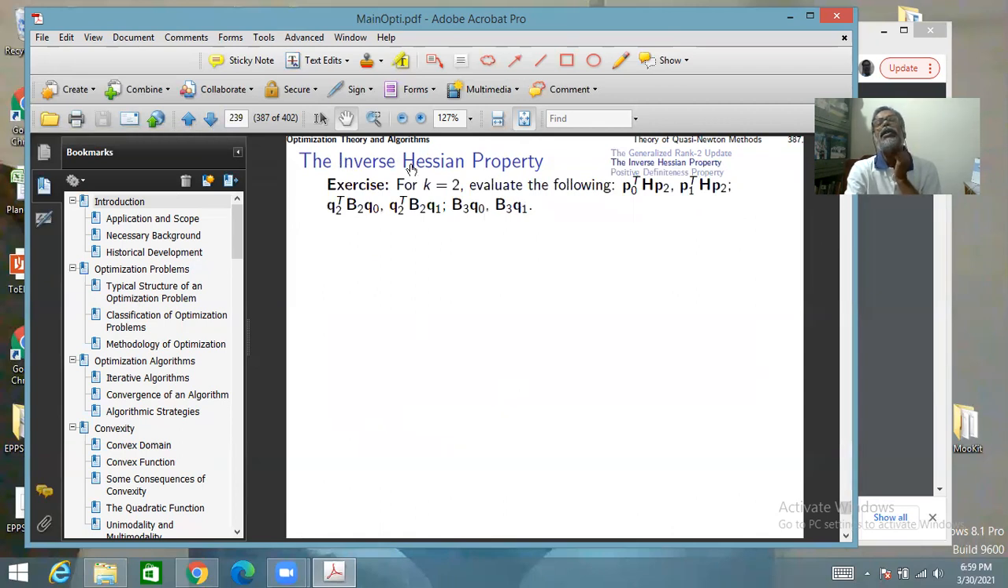So for k equal to 2, these 6 things you evaluate and check. This is the first conjugacy property. These two should be 0. This is the second conjugacy property. These two should be 0. And this is the third conjugacy property. This should be P0. This should be P1. Okay. So check these things as an exercise to get the spirit of this entire derivation.